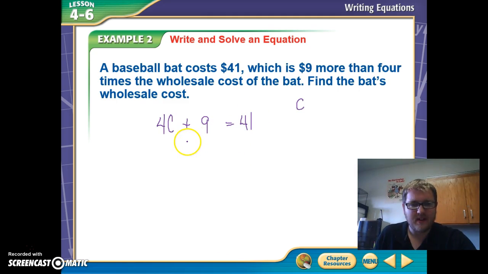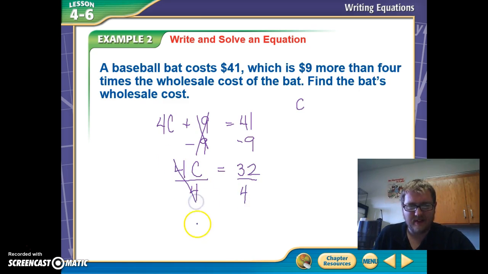So same as always, we'll start by getting the variable term by itself. So subtract 9 from each side. These cross out. We have 4c is equal to 41 minus 9, which is 32. Now to get the c further by itself, we divide both sides by 4. The 4's cancel out. We end up with c is equal to 32 divided by 4, or 8, telling us the wholesale cost of the bat is $8.